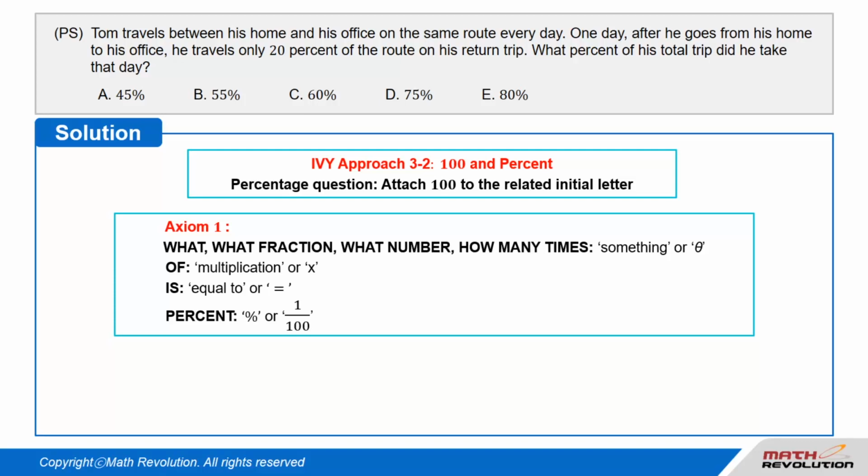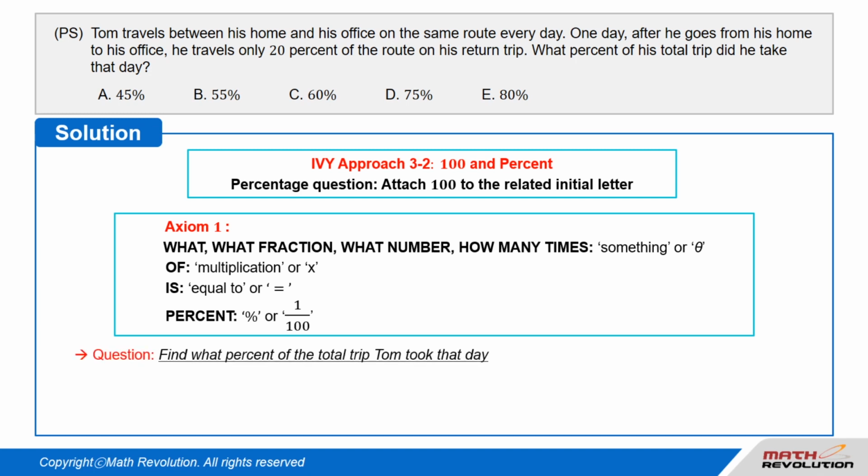Axiom 1 in the IV approach. What, which is a fraction, a number, how many times, something, or symbol theta. Of is multiplication, or symbol is multiply. Is equal to, or symbol is equal to. Percent, symbol is percent or 1/100.